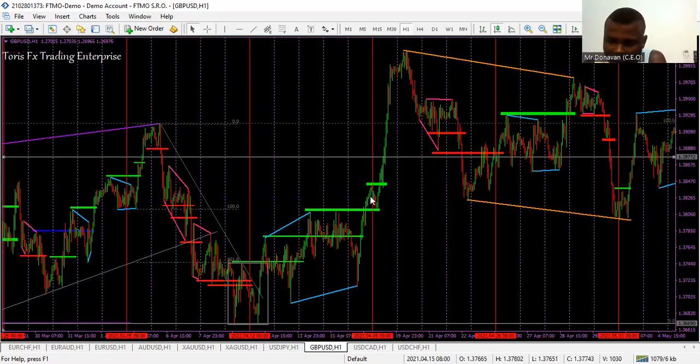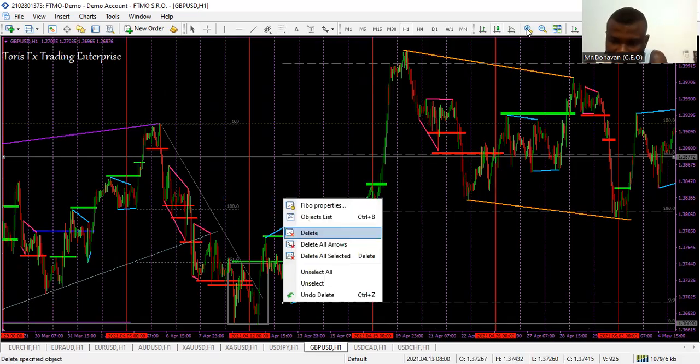You can see from the base, there's a pattern. How far did the base pattern reach? 261. You should expect a retracement definitely from 261.